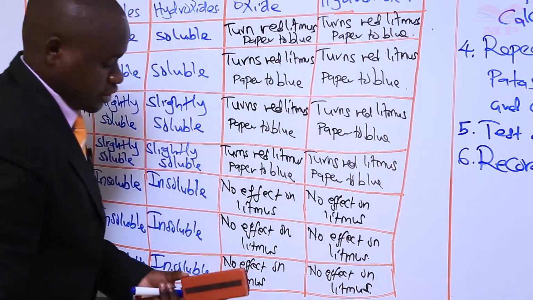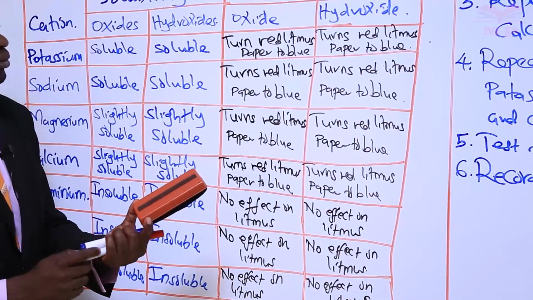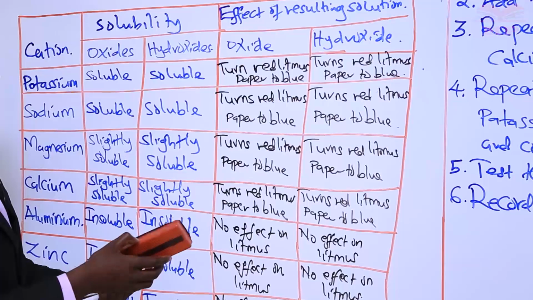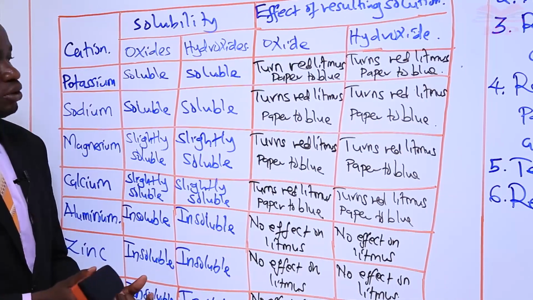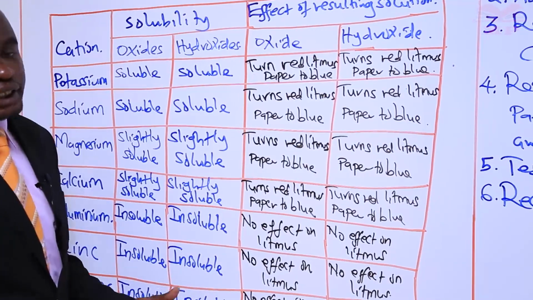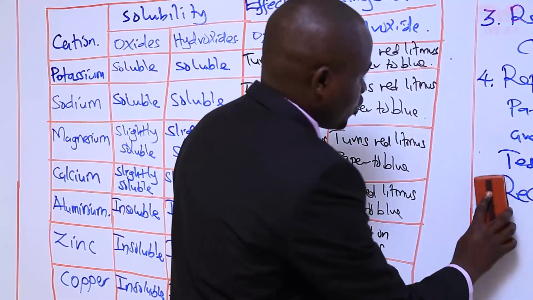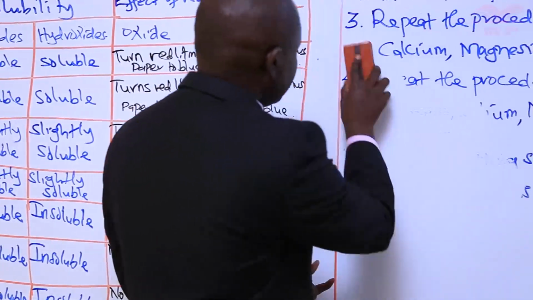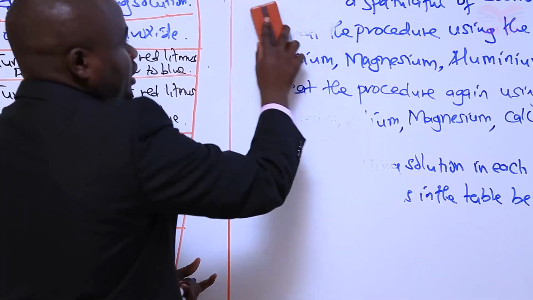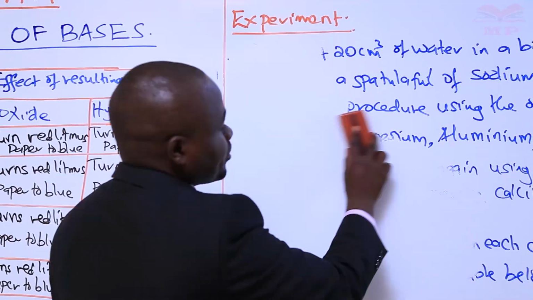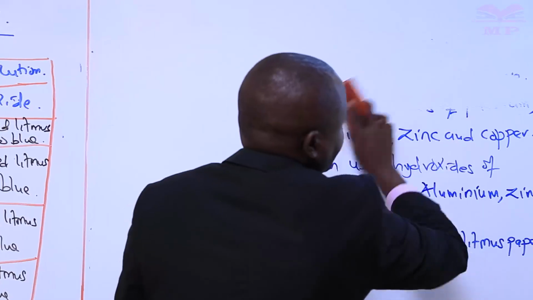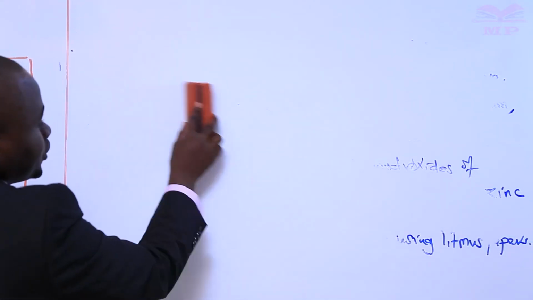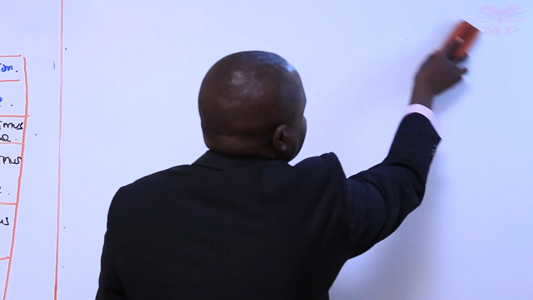So learner, we can see that we have some oxides and some hydroxides which are soluble, others are insoluble. Those which are soluble form a basic solution. So for the case of sodium, the reason why the resulting solution will turn red litmus paper to blue is because of formation of a compound, and that compound is called sodium hydroxide.